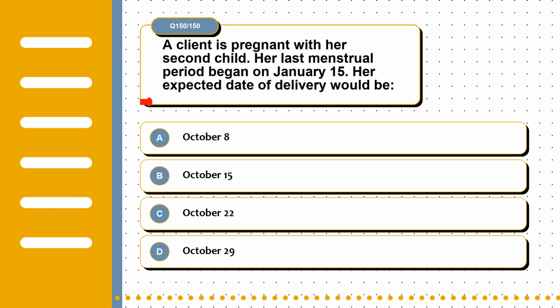Question 150. A client is pregnant with her second child. Her last menstrual period began on January 15. Her expected date of delivery would be. Here are the options. Option A. October 8. Option B. October 15. Option C. October 22. Option D. October 29.